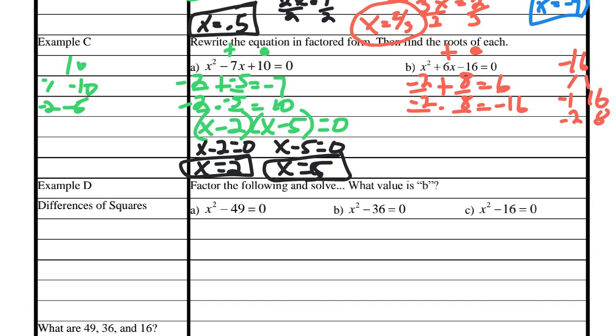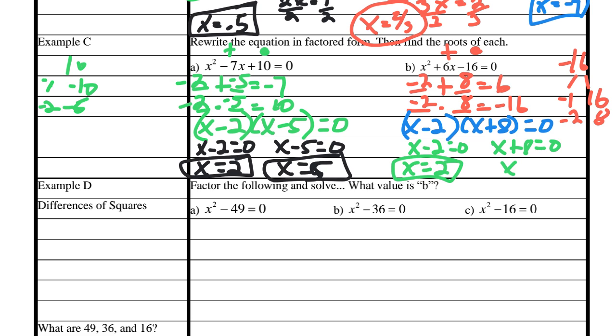Okay, so that was step 1. Now, step 2, write it out. So x minus 2, x plus 8 equals 0. And now finish solving. So x minus 2 equals 0, x plus 8 equals 0, x equals 2, x equals negative 8. Okay, so there you factored and you found the roots for everything.